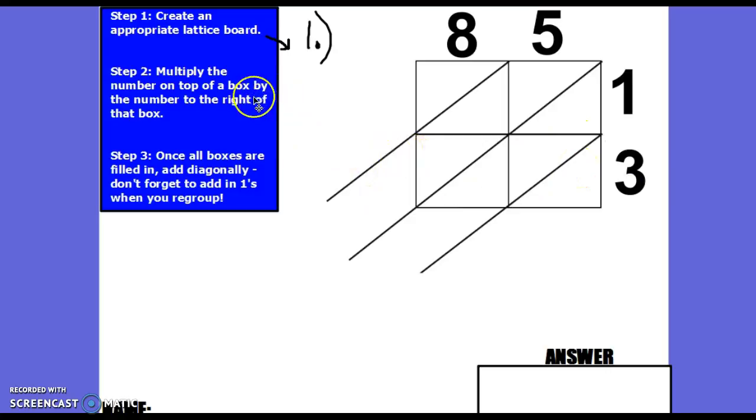Now I just follow the same exact steps I've had for multiplying with lattice in the previous couple of lessons. So I'm going to take this number 1 and multiply it by the 5, which is 5, and put my answer right there. I try and tell the students to ignore this bottom box first. In fact, some students will cover it up with their hands. I can get rid of that 3 for the time being and then multiply. Then 8 times 1 is 8.